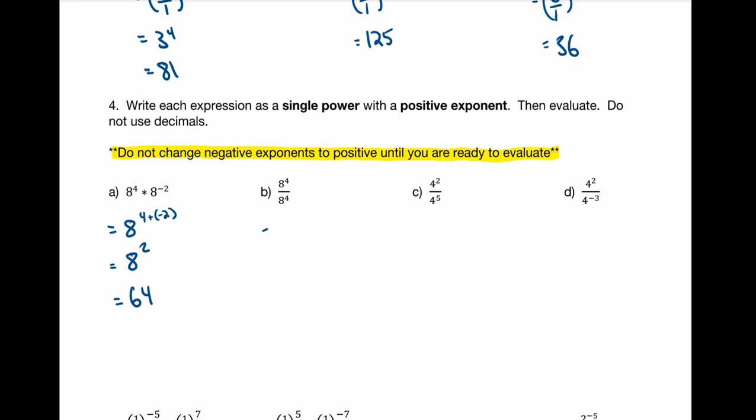For B, 8 to the power of 4 divided by 8 to the power of 4. When we divide our powers, we subtract. So 4 minus 4, we subtract our exponents. Becomes 8 to the power of 0, and anything to the power of 0 is 1.